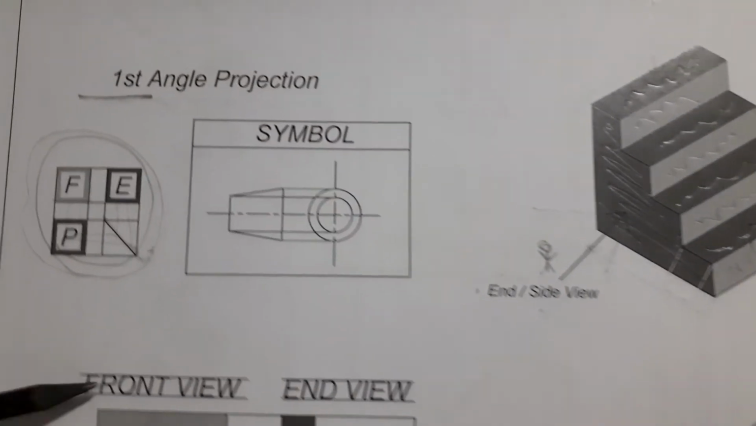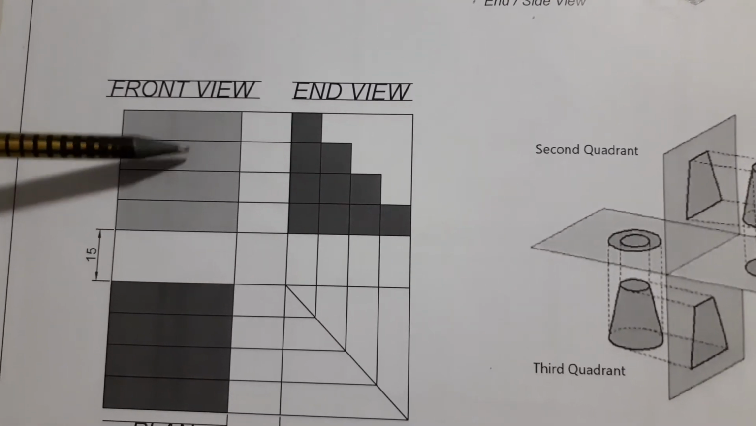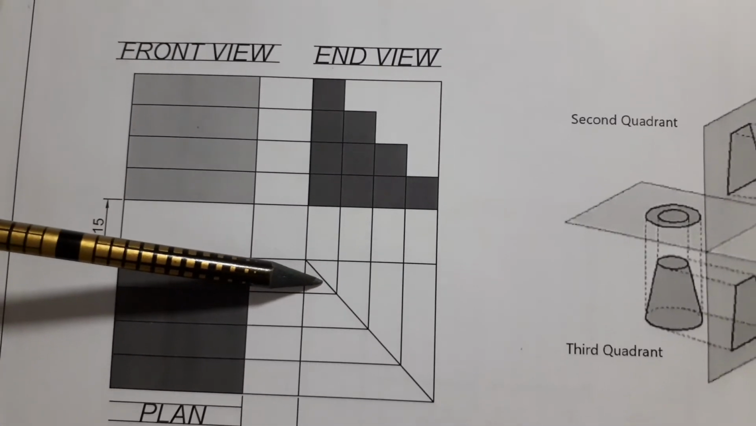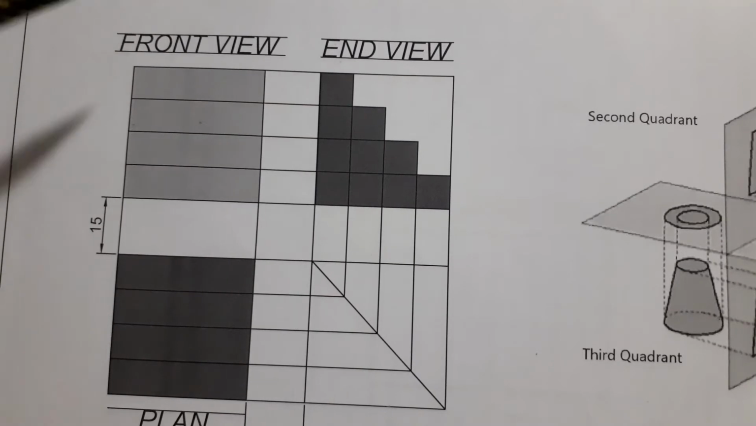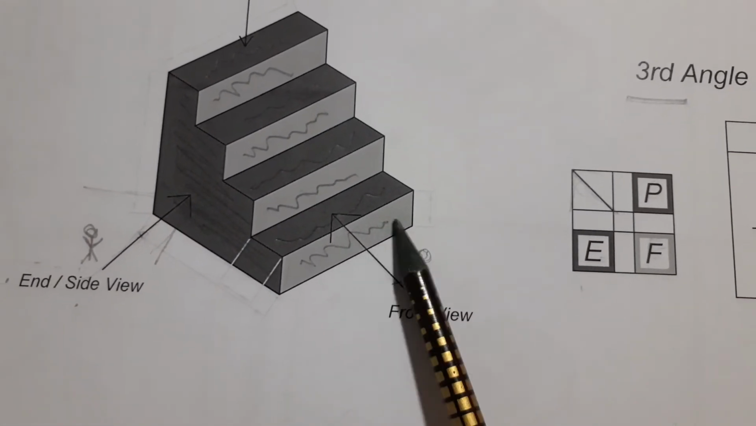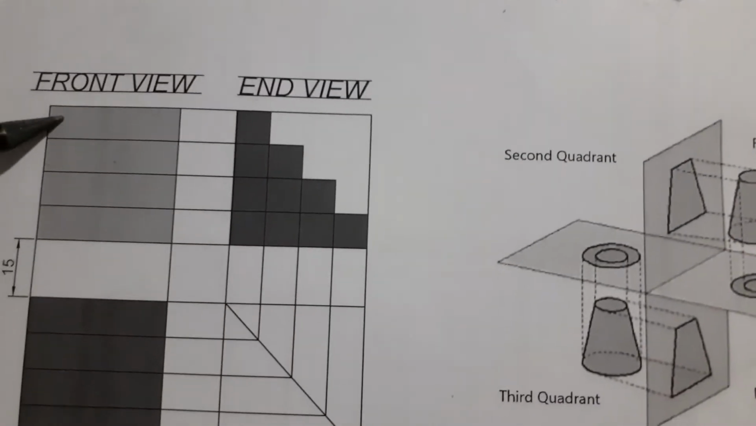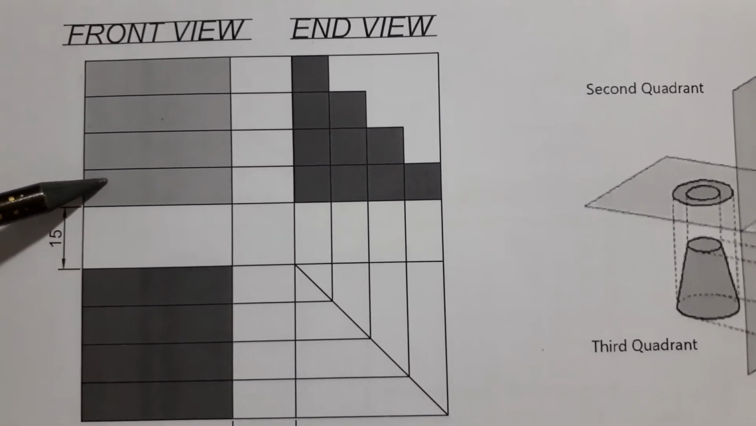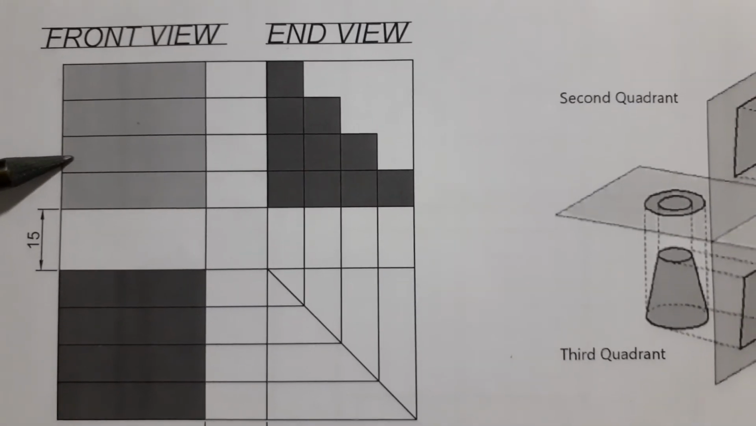So, if we have the front view, this is first angle, like I said: front view, end view, plan, 45-degree mitre line. The front view is when we're looking from here. So when we're looking from here, what we can see is this, this, this, and this. So that is what I draw over here. I read the dimensions from the 3D block and I place them on a 2D diagram.